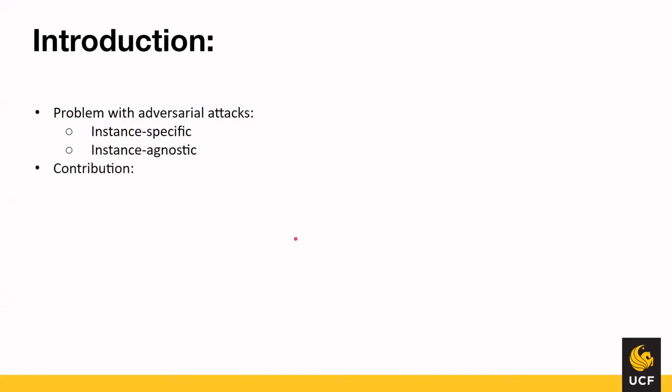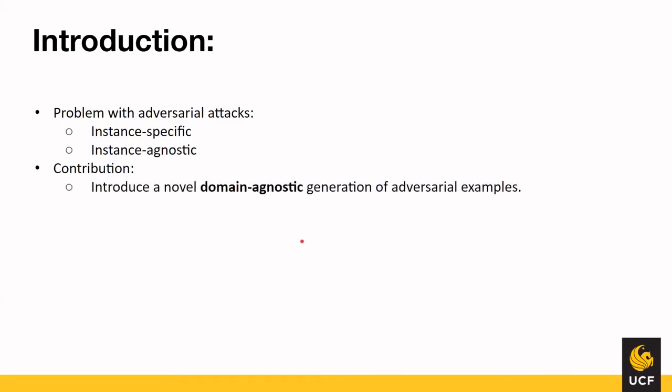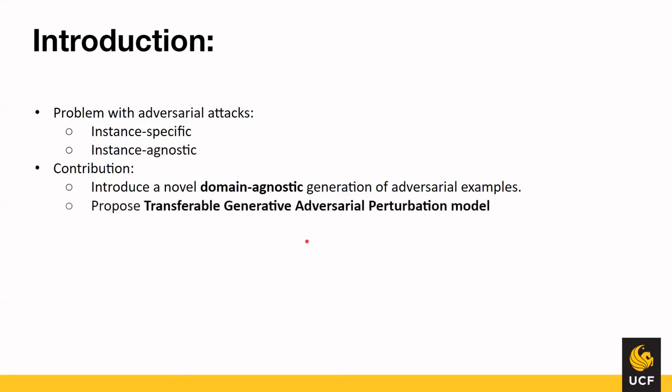Some of the contributions of this paper: they introduce a domain agnostic model that can fool any of the models with a different data distribution. They propose a transferable adversarial GAN model that can be used to generate these adversarial examples. And to do so, they use something called the relativistic loss, which will be covered in the future slides.